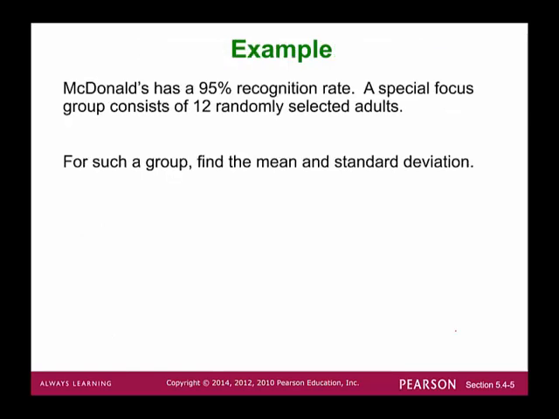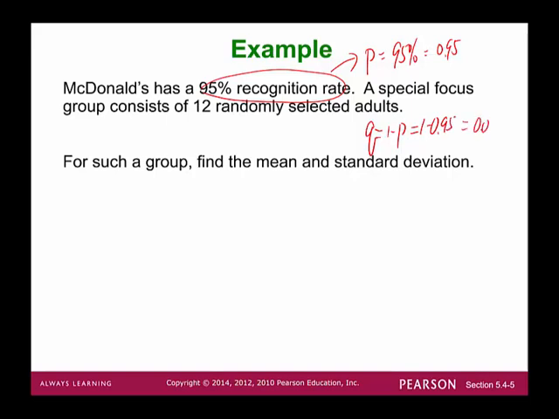Now let's take a look at these things. McDonald's has a 95% recognition rate. Okay, this is p, probability of success. So p equals 95%, which is 0.95. So then we know q must be 1 minus p. Probability of failure is the complement. So 1 minus 0.95 becomes 0.05. A special focus group consists of 12 randomly selected adults. So this is the sample size, number of fixed trials, 12. Find the mean and standard deviation.